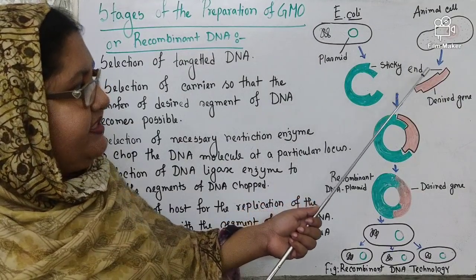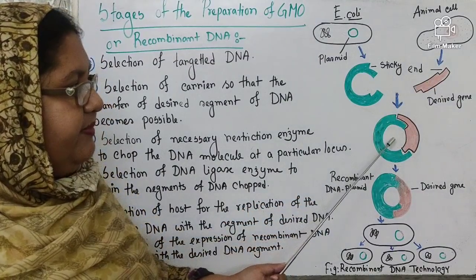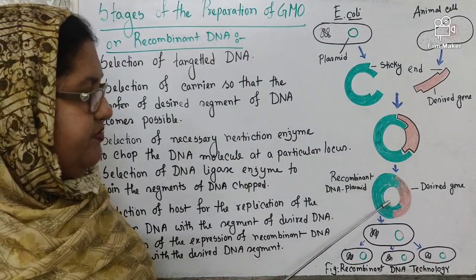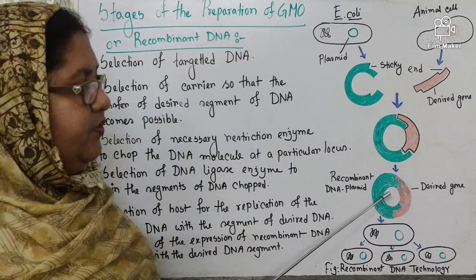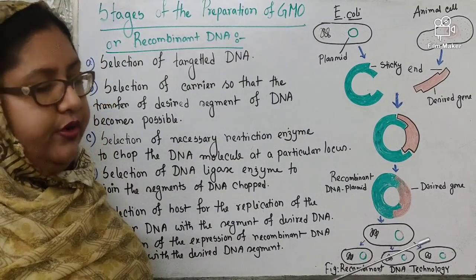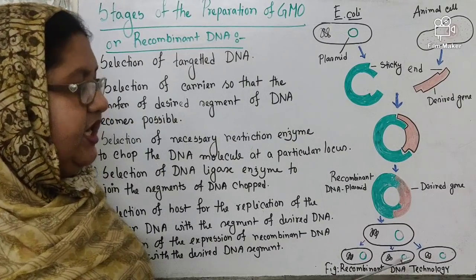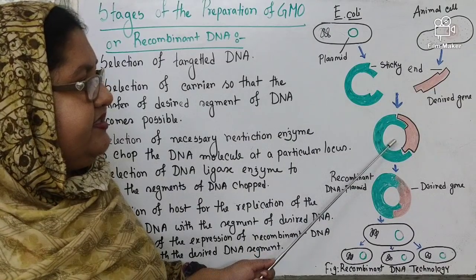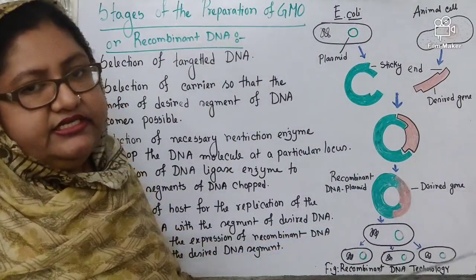This plasmid carries the desired part, and when the plasmid is joined with the desired part, it is transformed into recombinant plasmid. Then this recombinant plasmid is inserted in the bacterial cell for replication, and after replication, each of the bacterial cells will carry the exact characters of the desired gene.